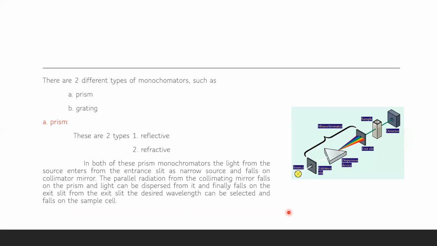There are two different types of monochromators, such as prism type monochromators and grating type monochromators. So first, coming to prism type monochromators, these are also of two types, that is reflective type and second one is refractive type. In both of these prism monochromators, the light from the source enters from the entrance slit as a narrow source and falls on the collimating mirror, and the parallel radiation from the collimating mirror falls on the prism and light is dispersed from it and finally falls on the exit slit.